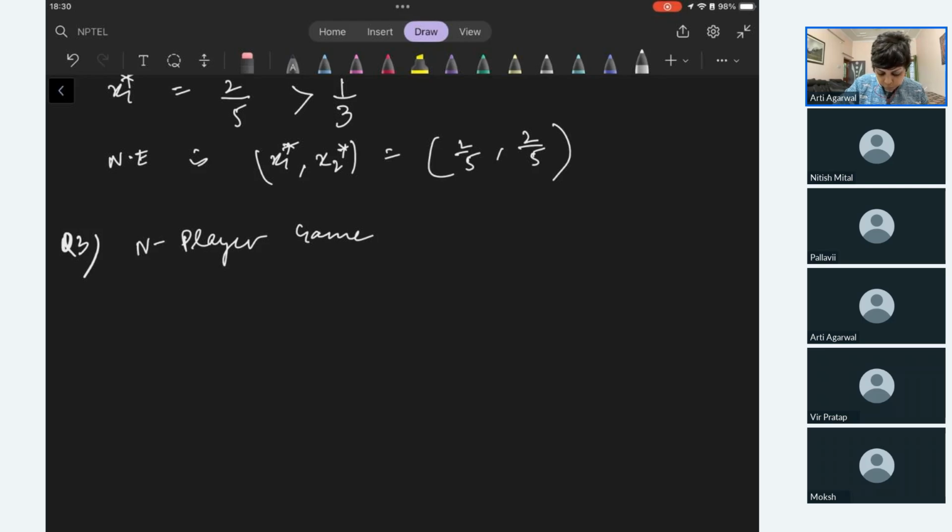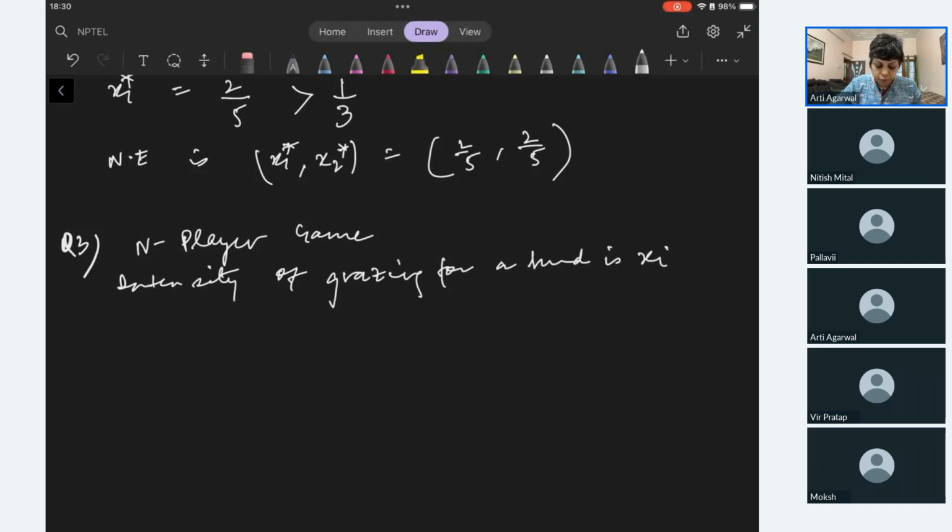Say intensity. Overgrazing, or herd is xi. So we write the utility of xi comma x minus i fashion.